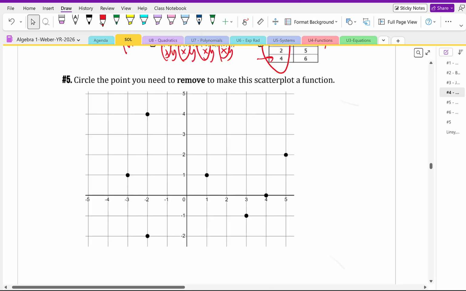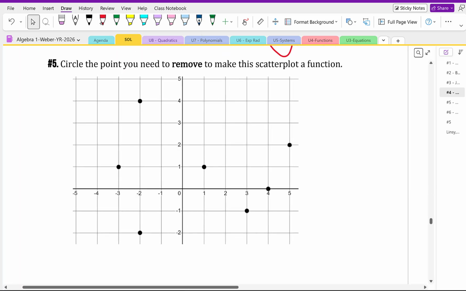Alright, the last problem that I'd like to go over is a real question that's on TestNav, which is kind of like the practice test for the SOL. So this one's not multiple choice. They want you to click to remove a point. Here I put circle because obviously you're doing it on paper, but on the computer they would want you to click a point to remove it.